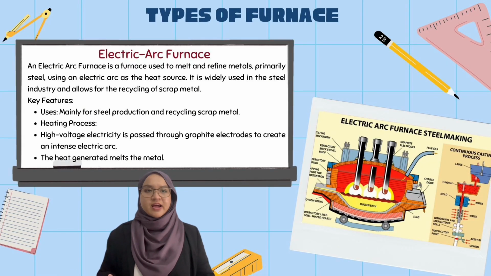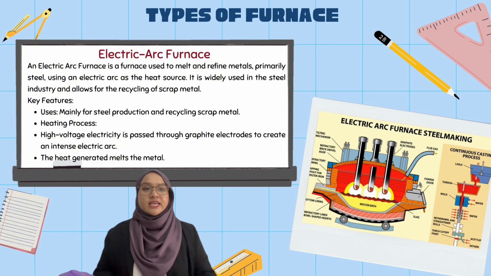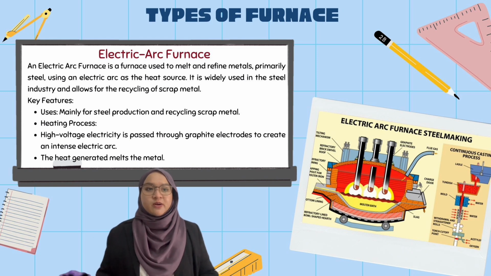Moving to the electric arc furnace, EAF. EAF is a furnace used to melt and refine metal, primarily steel, using an electric arc as the heat source. Mainly for steel production and recycling scrap metal. In the heat process, the heat generated melts the metal. Next, the advantages: energy efficient and a fast melting process. The limitation is that it requires a stable power supply. Application: production of high quality alloy steel.